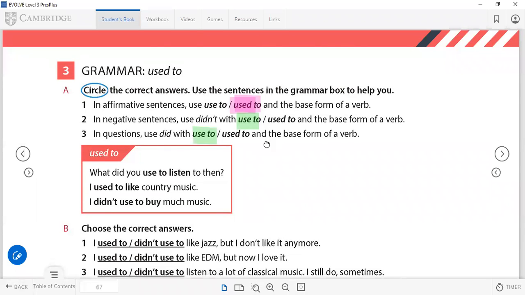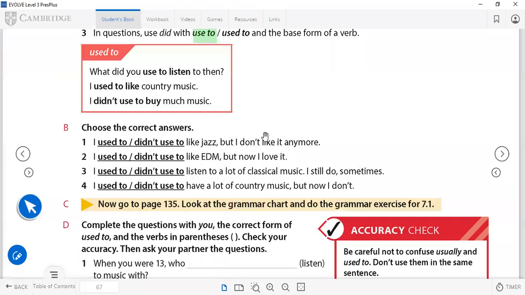Okay. In the answers, we just have to check the next part. Example: used to or didn't used to like jazz, but I don't like it anymore. It's like, solía o no me solía gustar el jazz, pero no me gusta más. Okay. In this sense is option 1.